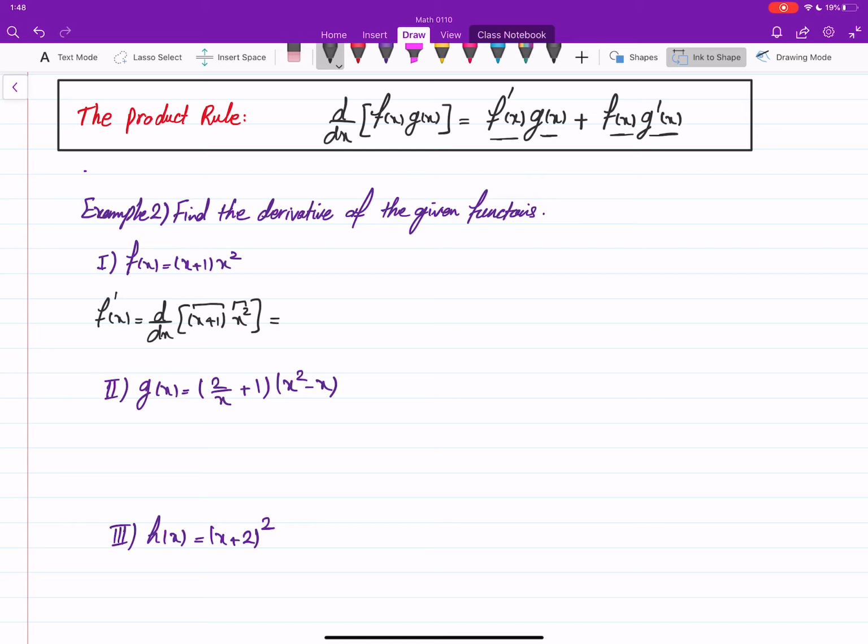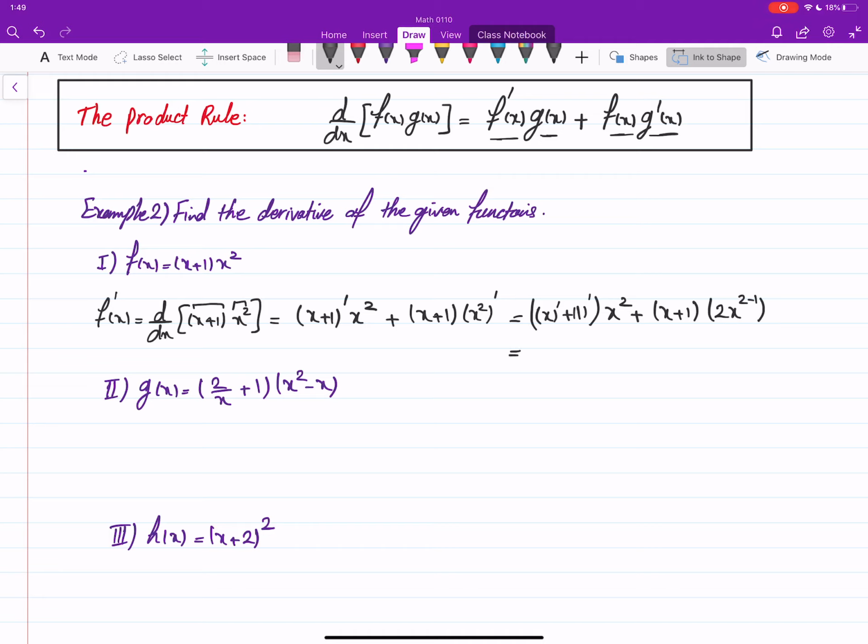The product rule says what? Find the derivative of the first one times the second one plus the first one itself times the derivative of the second one. This gives us the derivative of x plus 1. This is the sum rule, so it will be the derivative of x plus the derivative of 1, times x squared, plus x plus 1 times the derivative of x squared. This is the power rule, so it will give us 2x to the power 2 minus 1.